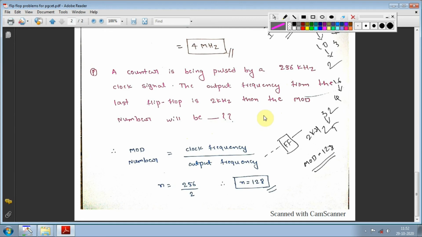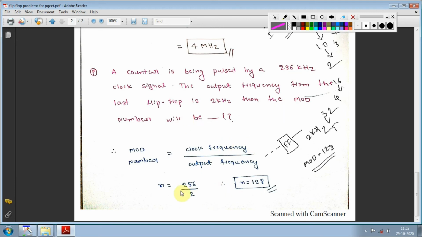So how I can do this? If you remember the formula, then it is very easy. It's like a cakewalk for you. So how I can find out? Mod number will be equal to clock frequency divided by output frequency. These two frequencies they have given, clock frequency and output frequency. Just plug in the values and you will be getting the answer straight away.